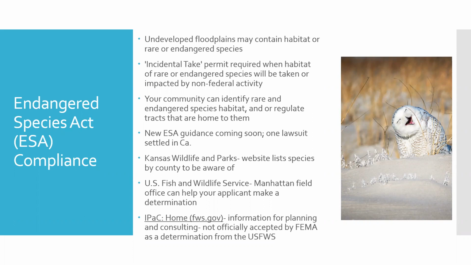IPAC, which is Information for Planning and Consulting, is a website where you can kind of go in, draw your polygon for your project, kind of go over what type of development it is, and then it'll generate a letter that says whether you might impact a species or not. And we've gotten mixed feedback on whether FEMA will accept it.